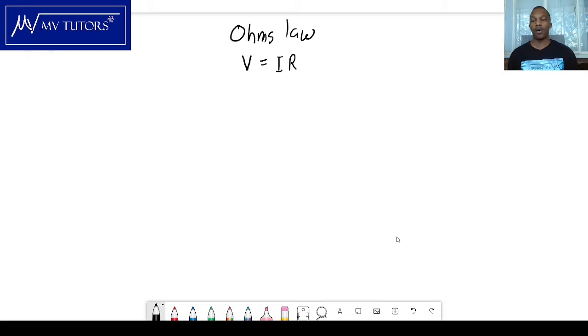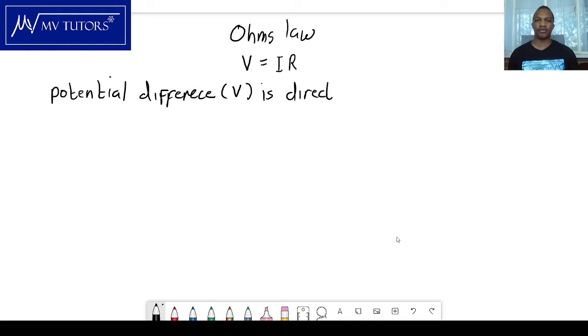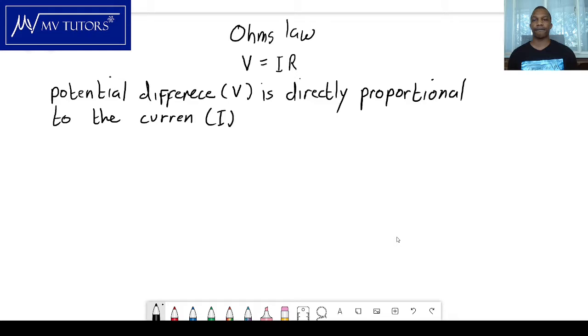You have to say, Ohm's law says the potential difference, and potential difference is basically the voltage, is directly proportional to what? Well, directly proportional to the current, which is I. Well, that's it. That's all you have to say. You can add more meat if you want to, but this is its basic understanding of Ohm's law.